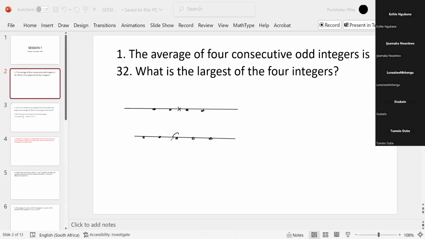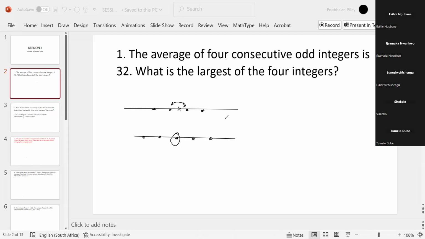And the average will be the middle number. See? If you've got an odd number of numbers, there is a middle number. But if you've got an even number, there is no middle number, as you can see. It will have to be the average of the middle two.